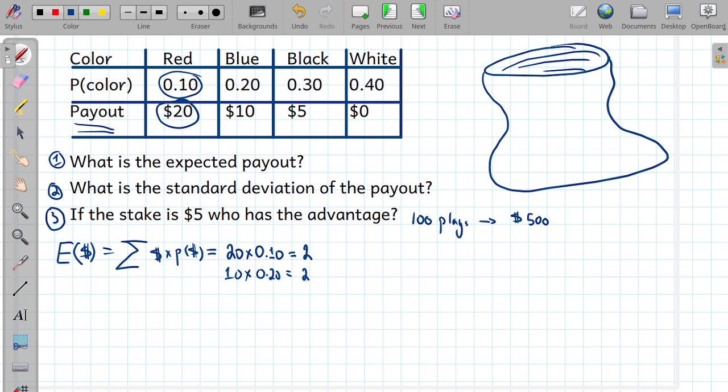If you pull out a black marble, you'll win a $5 bill. In other words, you get your stake back, break even. That's 0.3. This is $1.50. And finally, losing your money happens 40% of the time, and you get 0. So if we add this up, because remember, this is a summation operation, this adds up to $5.50.